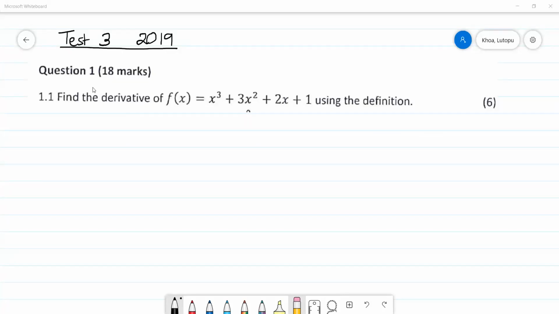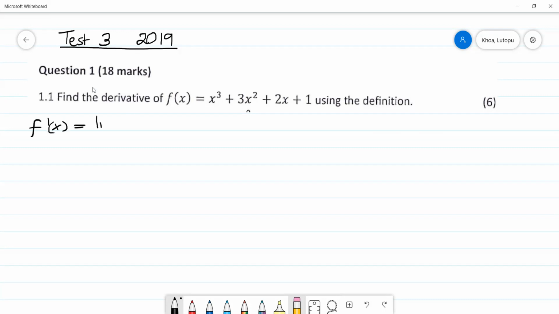Okay, so we start with the first question. Find the derivative of f of x if f of x is x cubed plus 3x squared plus 2x plus 1 using the definition. So using the definition means you must use the first principle. You're looking for f prime of x.